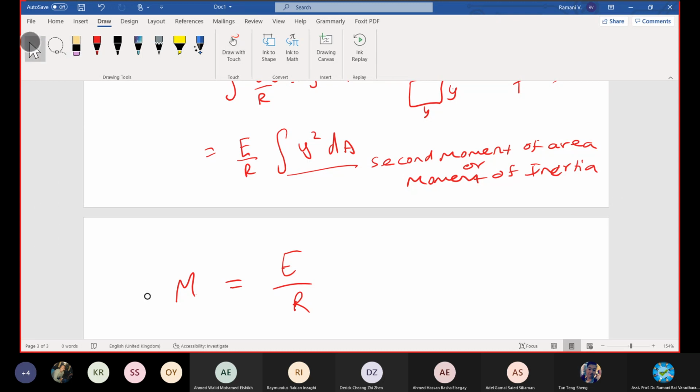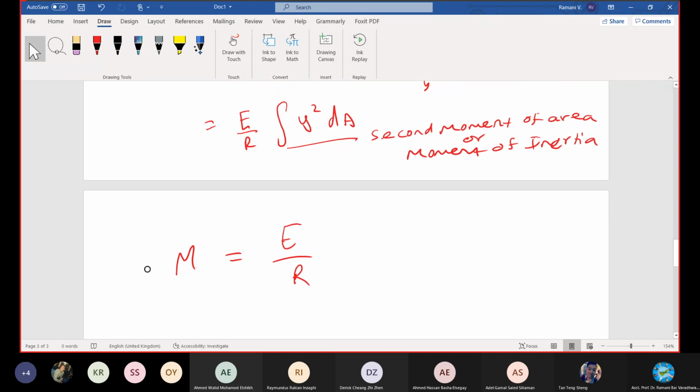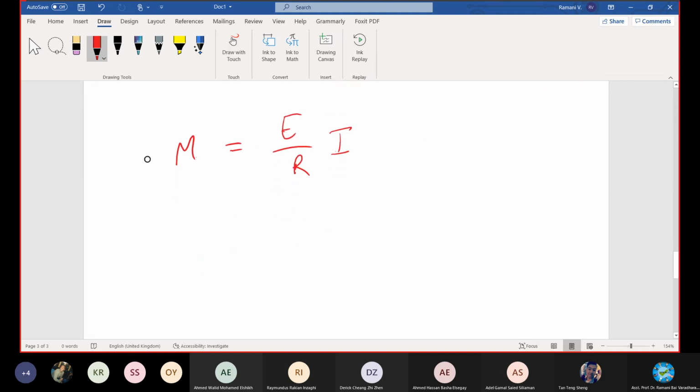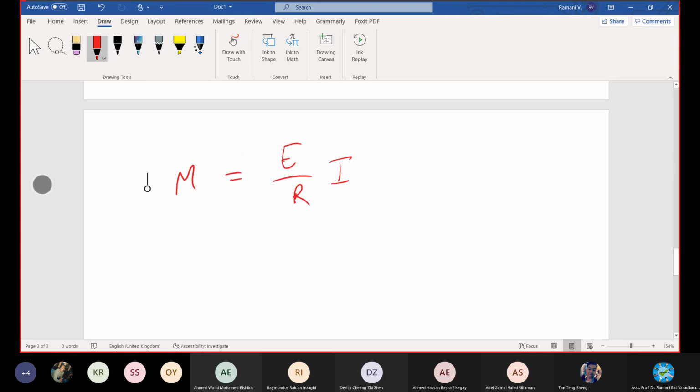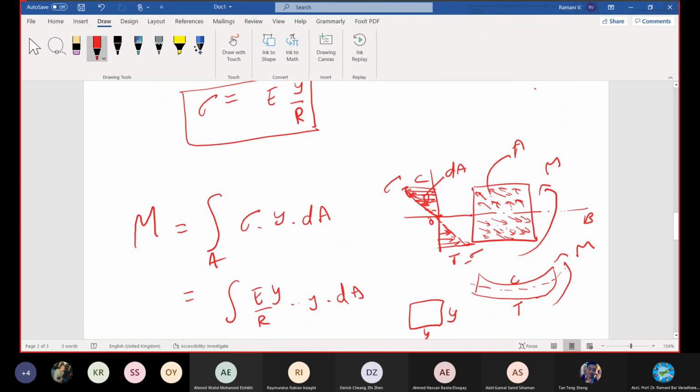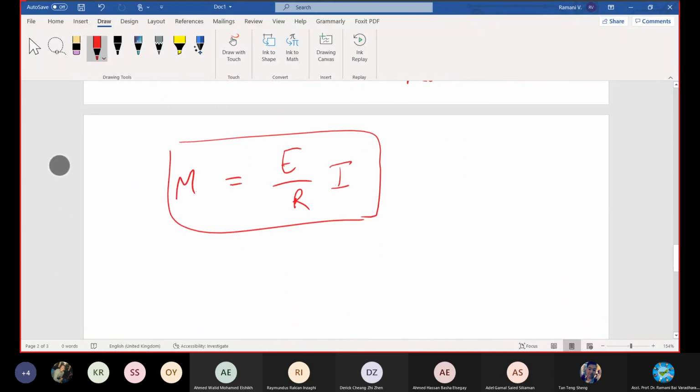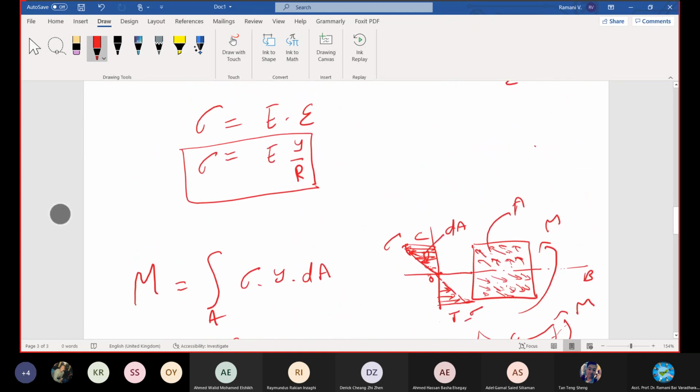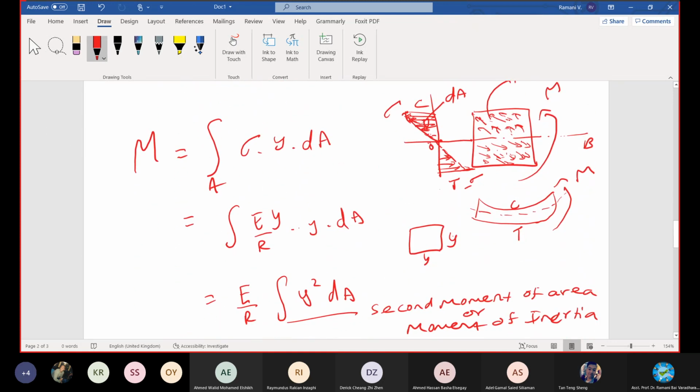Let me move on to this one. I substitute the value of y square dA as I, the good old notation that we are using. Is it clear? I end up with EI over R. Alright, can we now substitute for stress value? We got one moment value as EI over R, and if you compare with sigma is equal to E y over R, can we substitute the value of stress here?